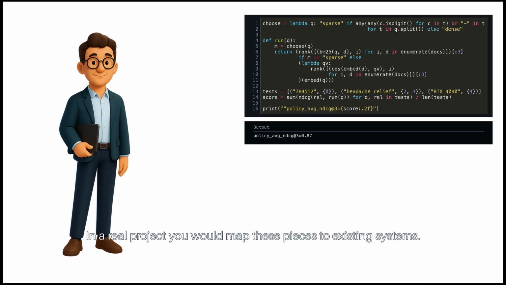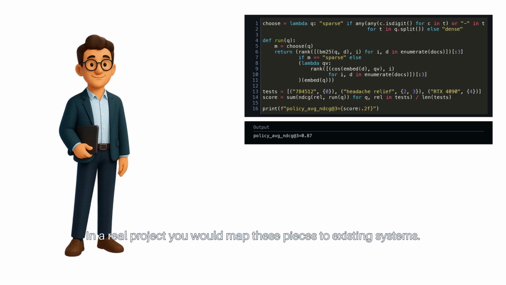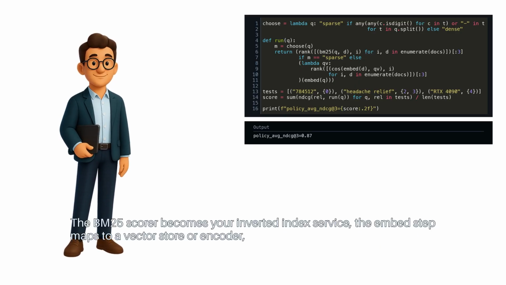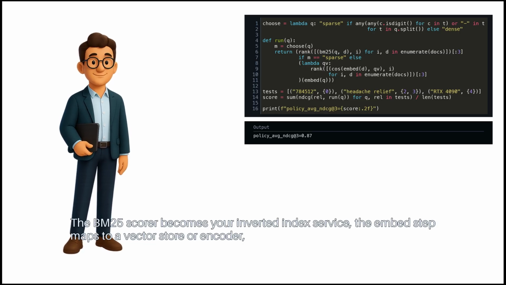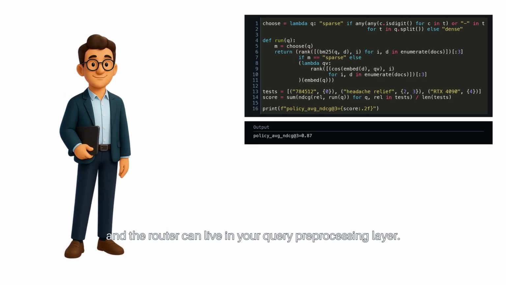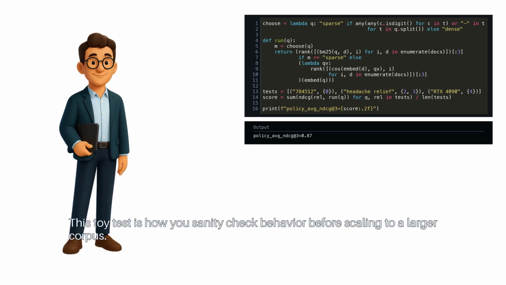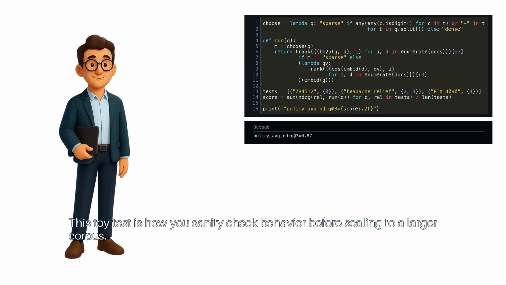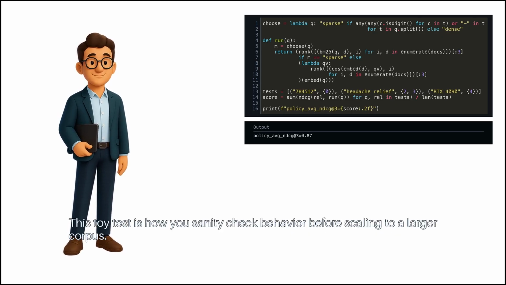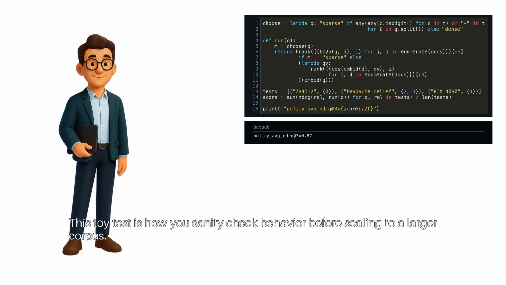In a real project, you would map these pieces to existing systems. The BM25 scorer becomes your inverted index service. The embed step maps to a vector store or encoder, and the router can live in your query preprocessing layer. This toy test is how you sanity check behavior before scaling to a larger corpus.